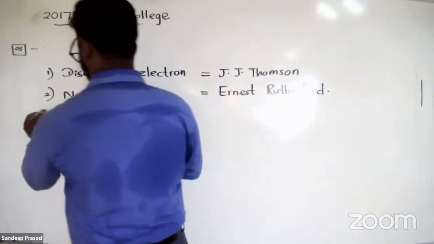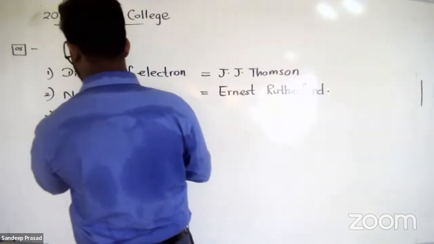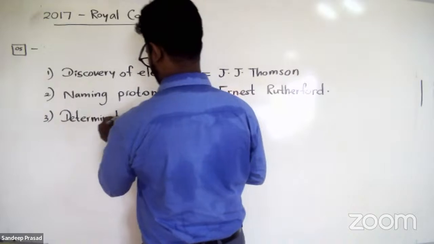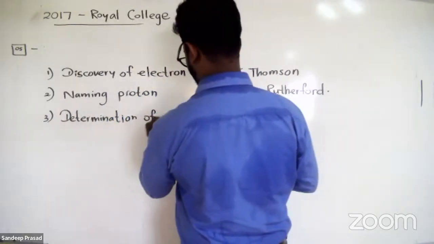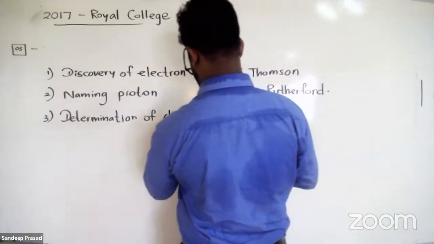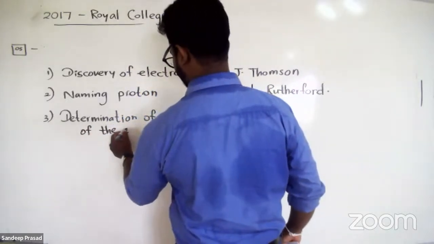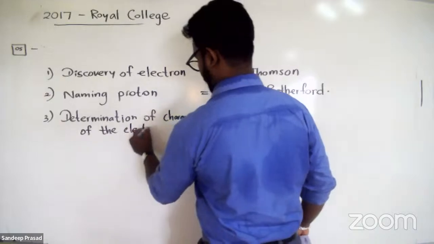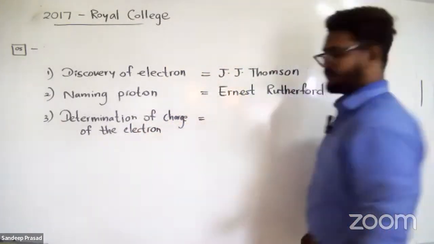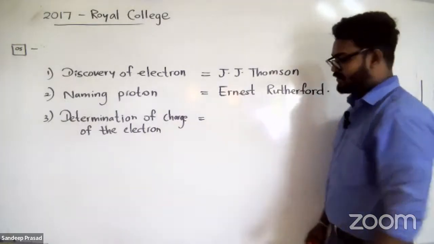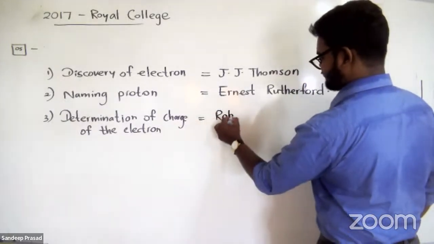Number 3, determination of charge of an electron. Who discovered the charge of the electron? Robert Millikan.